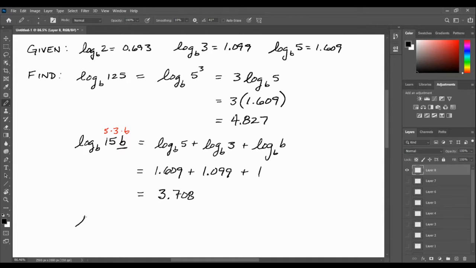How about log base b of 3 over b? I'll give you a few minutes and let you work on that one. And then I'll work it out as well and make sure we're all on the same page.